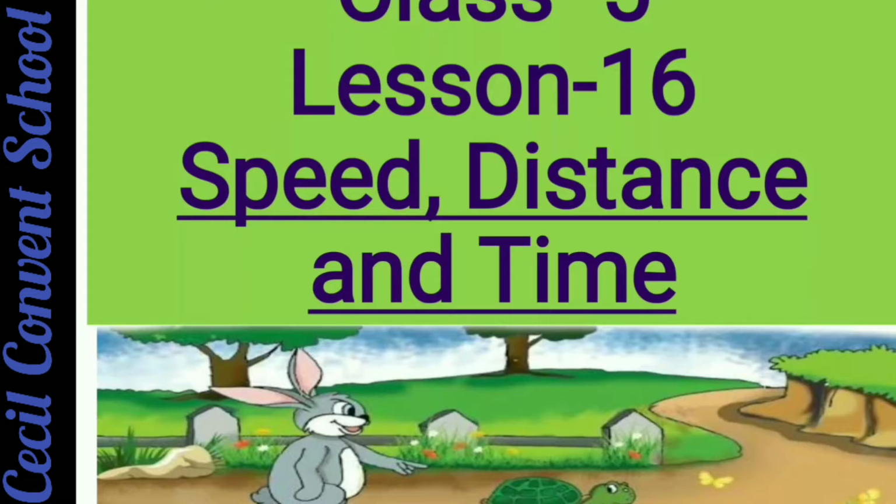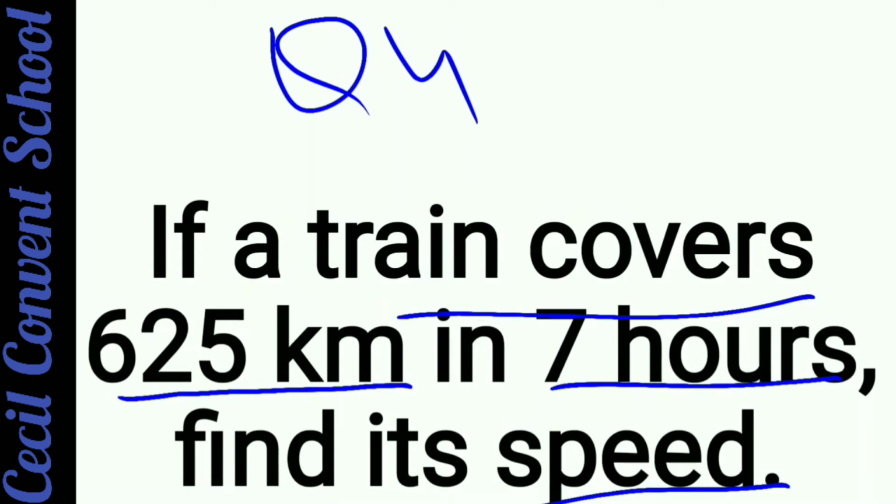Speed is equal to distance upon time, and the units are kilometer per hour or meter per second. For distance, we use speed into time, and the unit of distance is kilometer. And the formula for time is distance upon speed. Clear? And the units can be hours, minutes or seconds. On the basis of this, we do questions 4 to 8. So let's start with it.